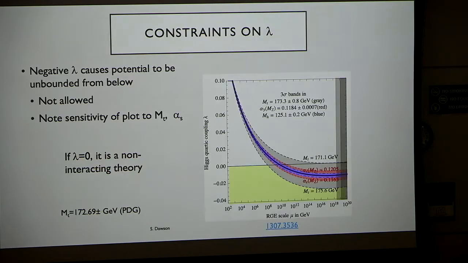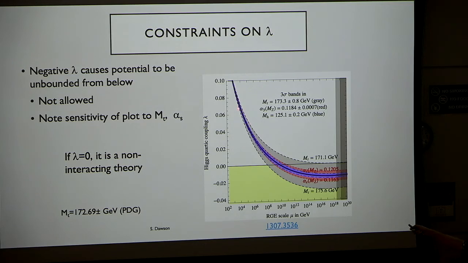Okay. So here you go. You can calculate the running of lambda. And this particular plot here is, I don't know how many loops. It's got the most loops that anybody's ever calculated. But the physics is exactly the same. So a negative lambda would make the potential be unbounded from below. Okay?